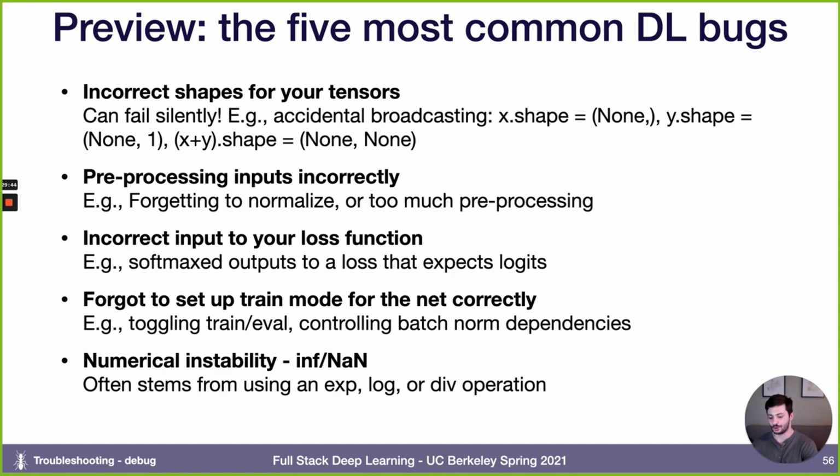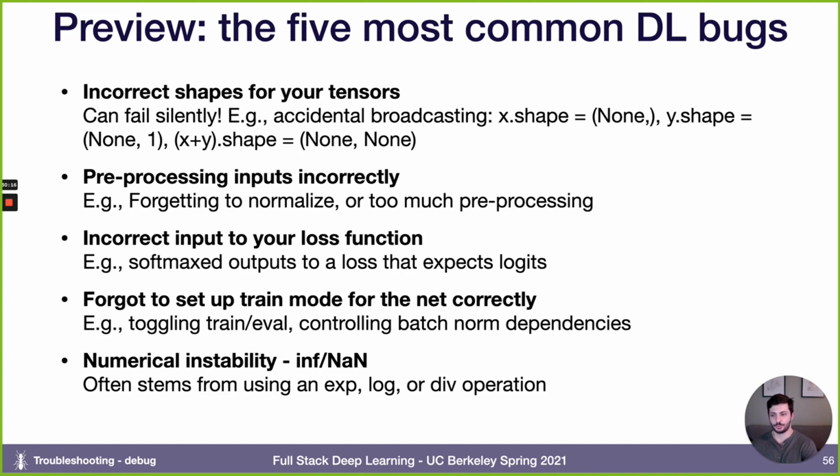Usually this will fail loudly, which makes it relatively easy to debug, but it's also possible for it to fail silently, particularly in TensorFlow, where you'll have accidental broadcasting when you have shapes that are undefined. And so this can be a silent source of bugs. It can be very, very painful to find. Pre-processing inputs incorrectly, so forgetting to normalize your inputs or over-normalizing your inputs, is a pretty common source of bugs.